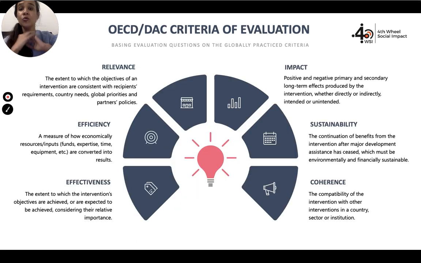Now, crucial when starting to think about evaluation questions is to look at the OECD DAC criteria of evaluation, which talks about 6 key areas. One is the relevance of the program. Is it addressing particular needs? Is it adhering to national and global development standards like the SDGs? Is it consistent with the development priorities at a local level, at a national level, at a global level?